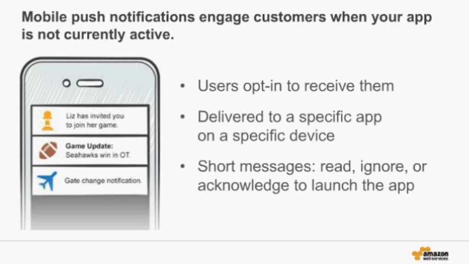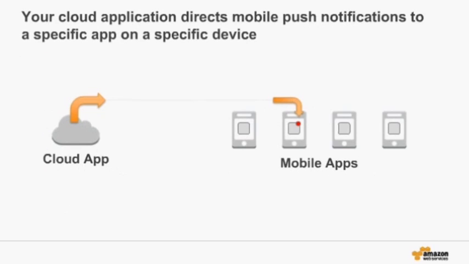Now, from a developer's perspective, when you send a mobile push notification, you address that message to the particular app on the particular device that you'd like to send. And that message is truly pushed in the sense that the user doesn't have to check for it and the device doesn't have to pull for it, but rather it arrives quite quickly to the specific device and can pop up on the user's lock screen.